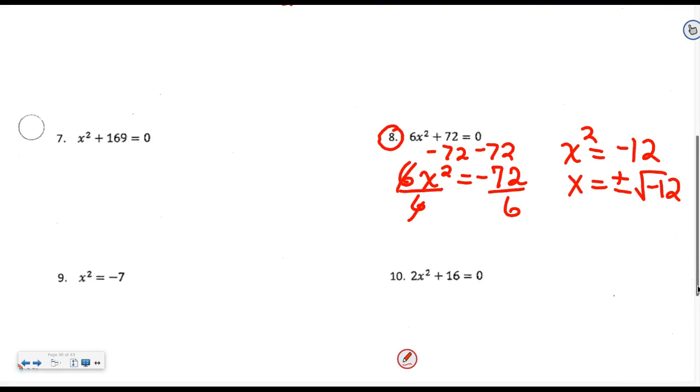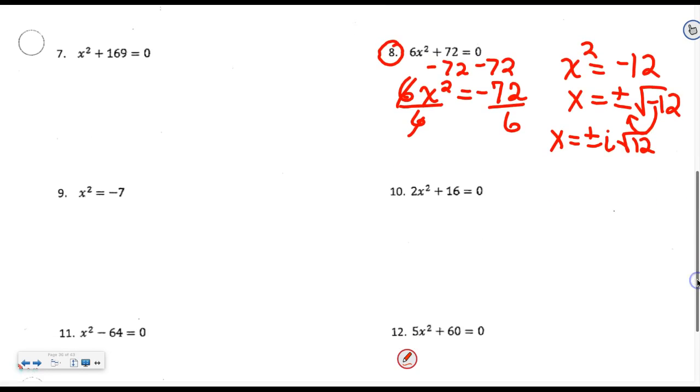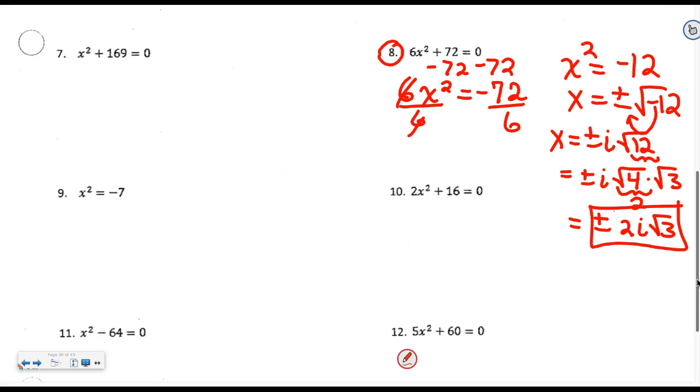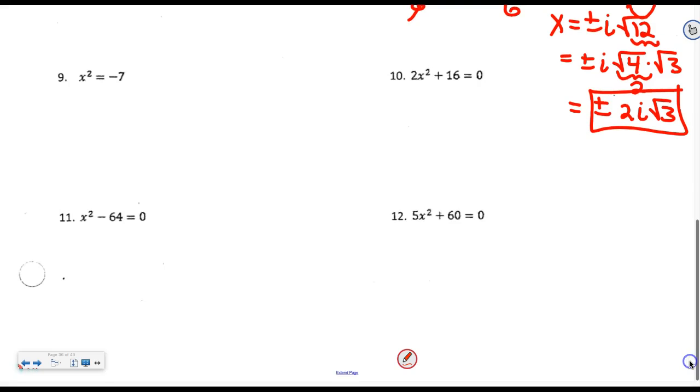So anyway, when I see this negative, I pop the i out. So I say x is equal to plus or minus i root 12. Then I look for the perfect square hiding out in 12. If there isn't one, I'm done. But 12 has a nice 4 in it, so I still have plus or minus i square root of 4 times the square root of 3. The square root of 4 I know is 2. So when I write this in its best form, it'll be the plus or minus. Put the number first, then the i, and then the root 3. Put it in a box, lock and load it, and you're done.